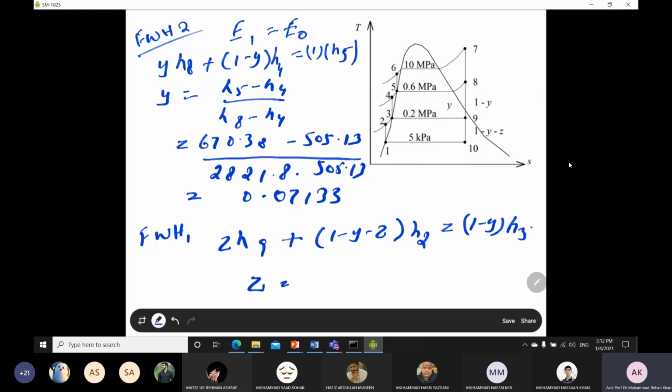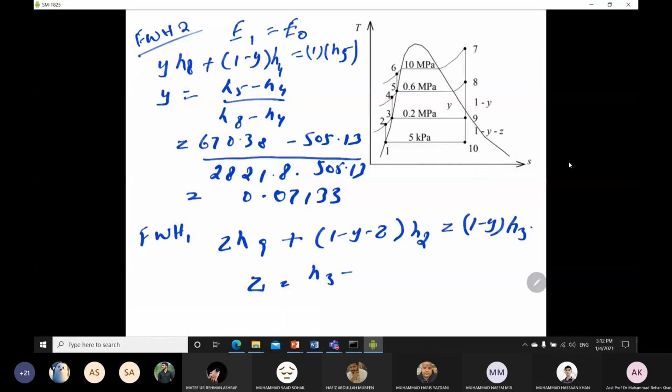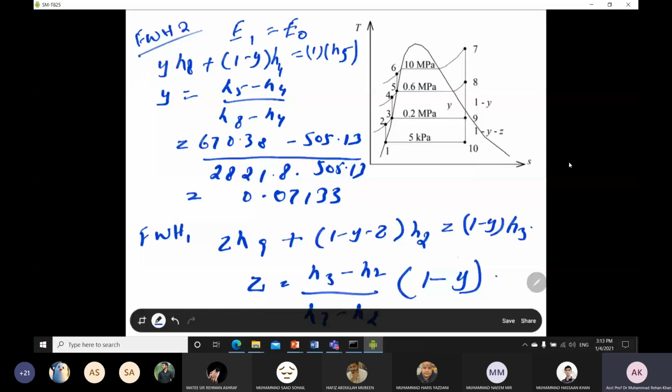Z is equal to H3 minus H2 over H9 minus H2, into 1 minus Y. Now Y is also known to us, H3 is also known to us, all these values are known to us. You just have to plug in all the values and you will easily find the value of Z.